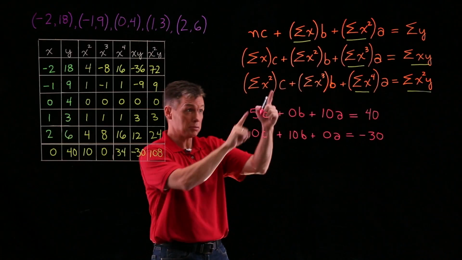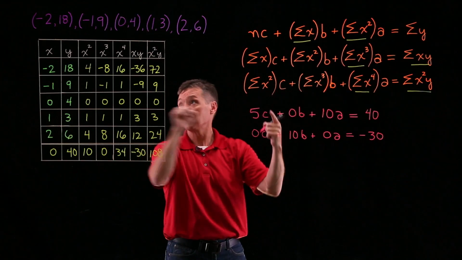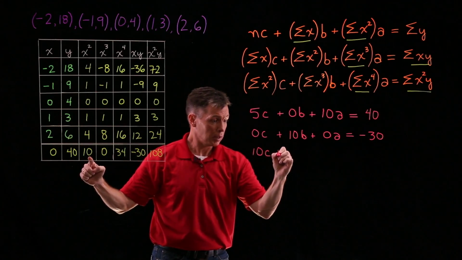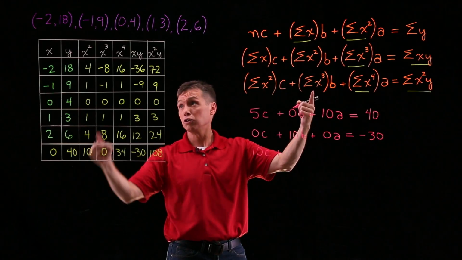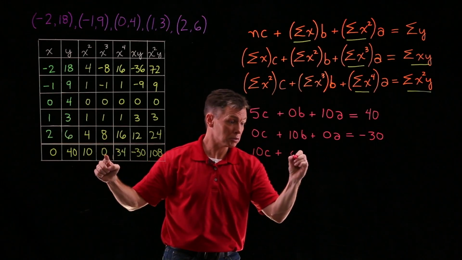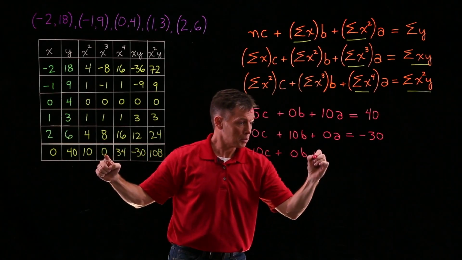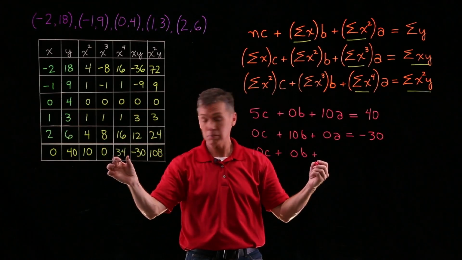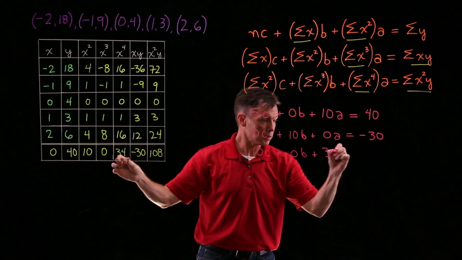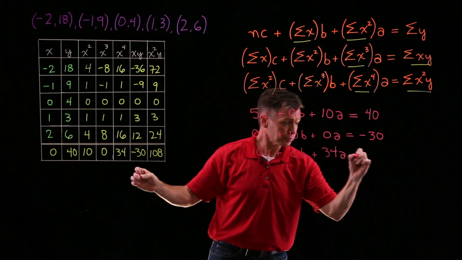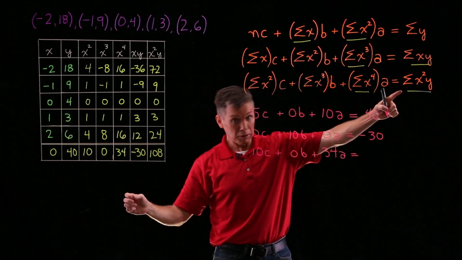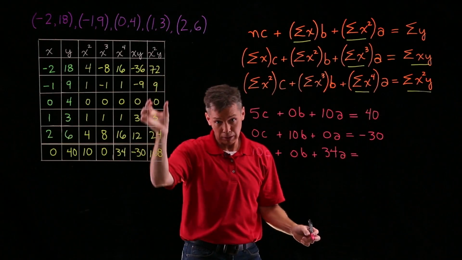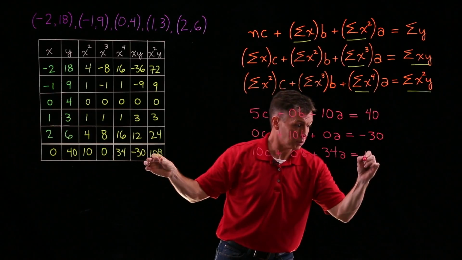And my last equation from the formula, summation of x squareds, that's the 10, plus summation of x cubes was my 0, one of my zeros, plus summation of the x to the 4th, that's this column, that's a 34 times a, equals, and the right side of that equation has the summation of x squared y, that was my last column, that's your 108.